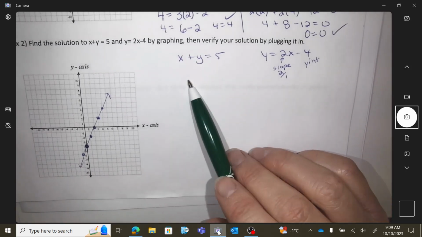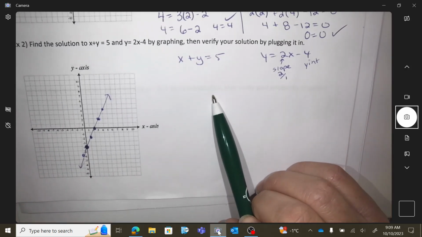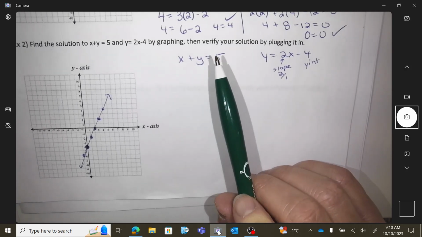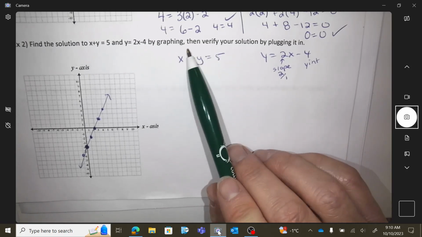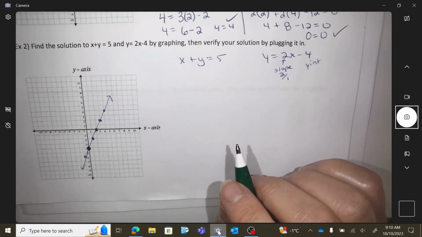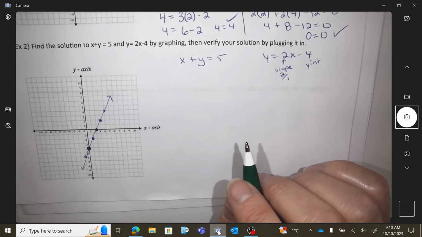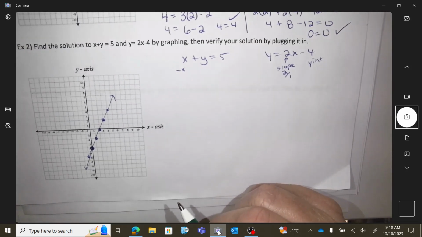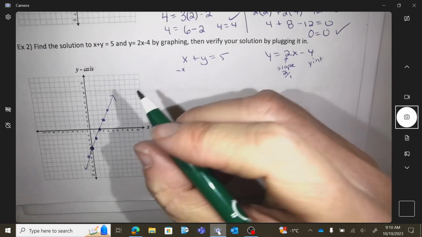Okay, so this one, to me, is not ready to graph. It does not look like y equals mx plus b. So I'm going to perform algebra stuff on this. What would I do to change it to y equals form? I would get that away. I'd have to subtract x. I'd have to move it.